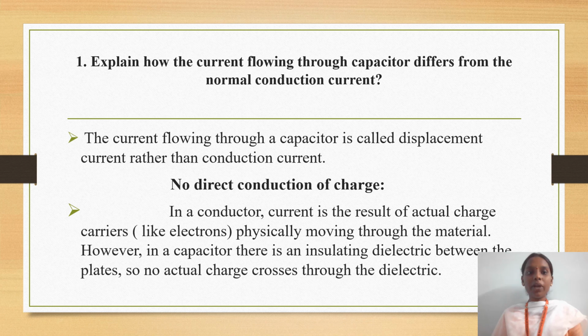Next, coming to the first question: explain how the current flowing through the capacitor differs from the normal conduction current. The current flowing through the capacitor is called displacement current rather than conduction current. First, there is no direct conduction of charge. In a conductor, current is the result of actual charge carriers like electrons physically moving through the material. However, in a capacitor there is an insulating dielectric between the plates, so no actual charge crosses the dielectric.